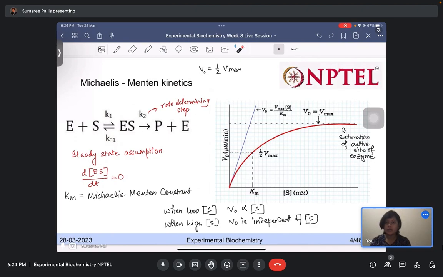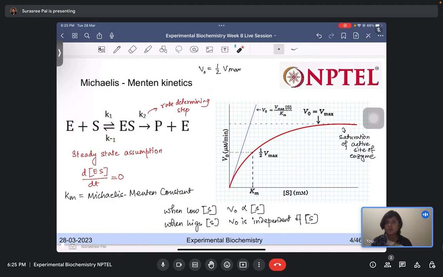Basically, it is considering a steady state when the formation of ES and the breakdown of ES have the same rate. So the rate of change of ES with respect to time is 0. With respect to time, there is no change in ES concentration or enzyme substrate concentration. Why? Because the rate of formation of ES and the rate of breakdown of ES are equal. So that is an assumption.